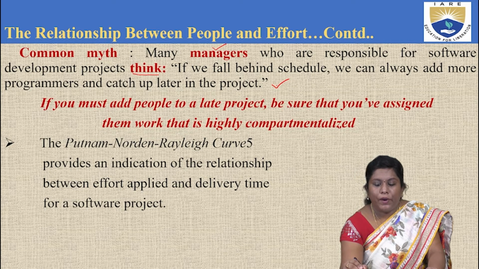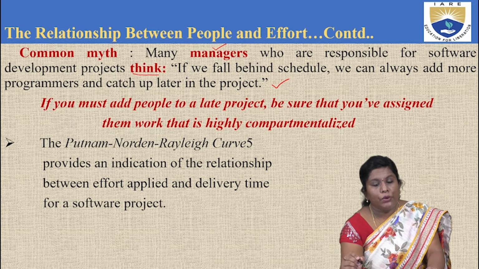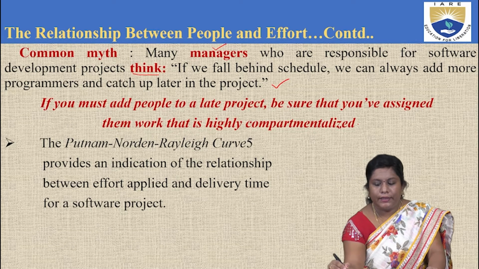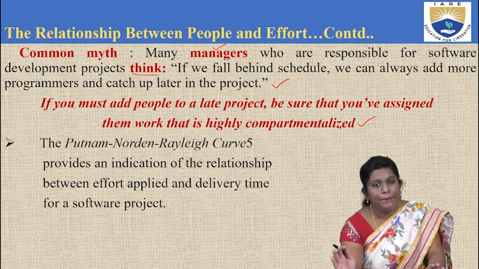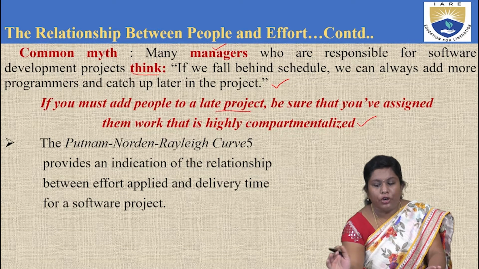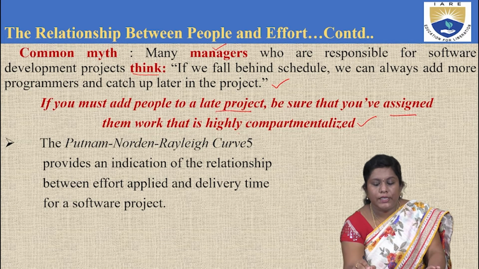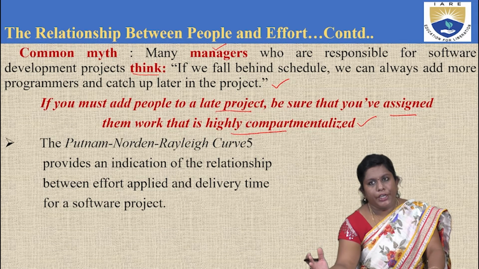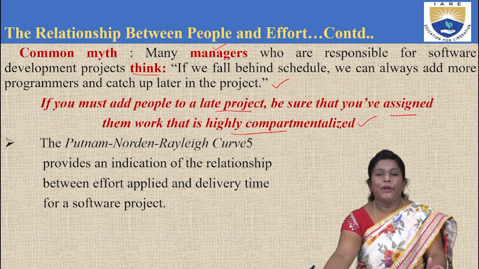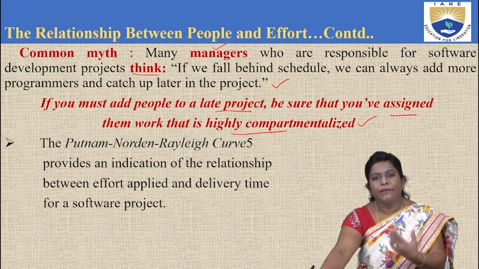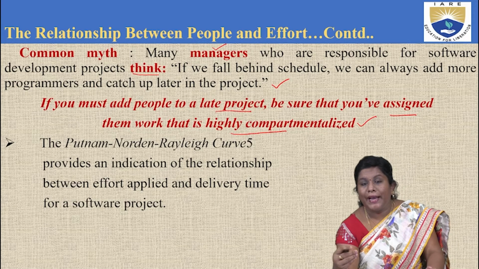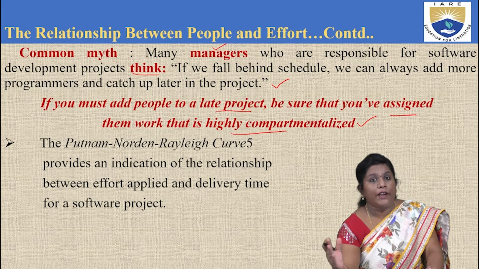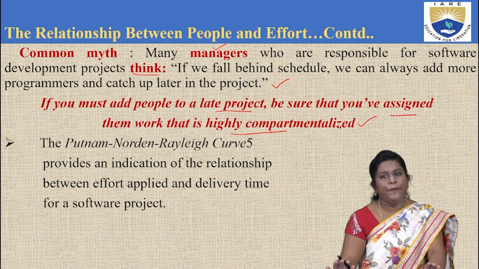But here, when you are trying to do this particular thing, you also have to have a check, that is this particular one. If you must add people later in the project, be sure to assign them work which is highly compartmentalized, right? This was our first principle in project scheduling. What did this state? Compartmentalized, trying to break the activities down into different tasks and giving it to different people. So whenever you are trying to add people to the existing project which is running out of time, you also have to see to it that their work is highly compartmentalized so that they can execute the things in a much better way, right?